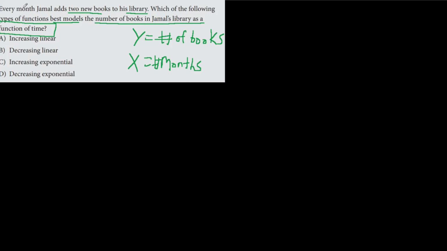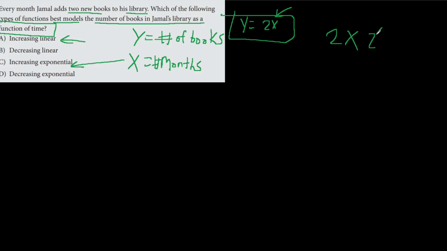Here he says every month Jamal adds 2 new books, so the number of books is equal to 2 times the number of months that have passed, because every single month he adds new books, and this is assuming that he has no books to start with. A quick, easy way to determine whether it's linear or exponential is by determining if x is a coefficient or if x is an exponent. If x is an exponent, it's exponential, and here it's not, so we know that it's not c or d.